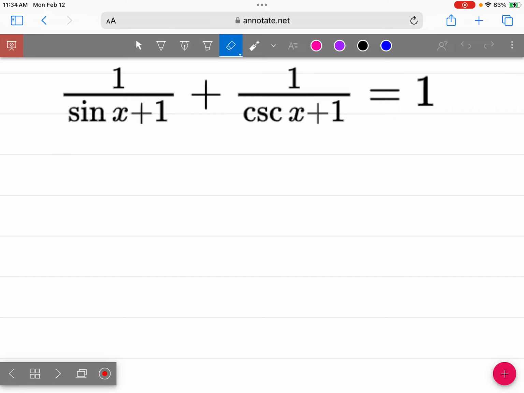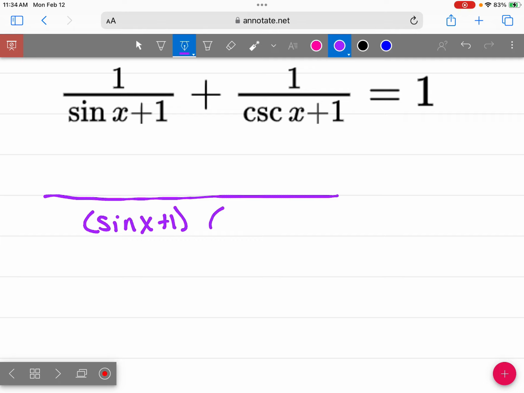All right, so let's do another one of these where we're verifying the trig function on the screen. So our first thing we're going to need to do is to get to a common denominator here on the left-hand side. So we're going to wind up with our common denominator of sine x plus 1 and cosecant x plus 1, both in quantity, multiplied with each other.